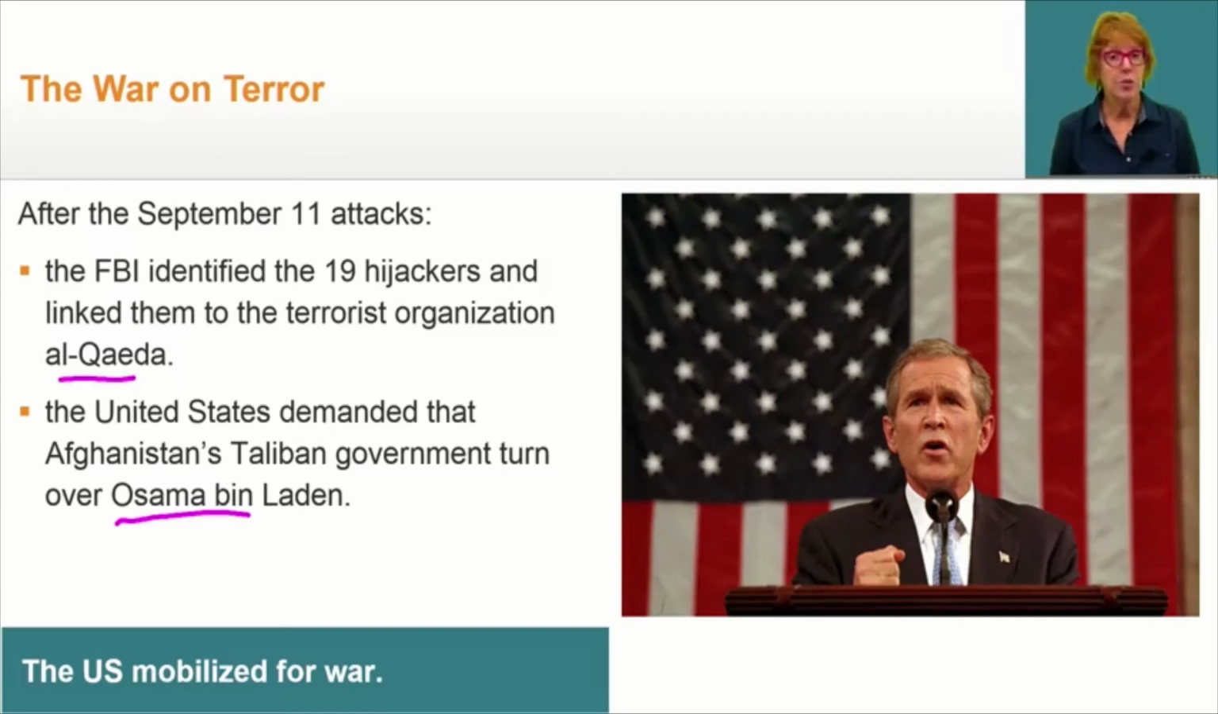When the Taliban refused, NATO forces mobilized for an invasion. President Bush launched the War on Terror in the wake of the 9/11 attacks. This action showed that the United States was still willing to get involved in conflict in the Middle East to protect Americans at home. The U.S. mobilized for war.